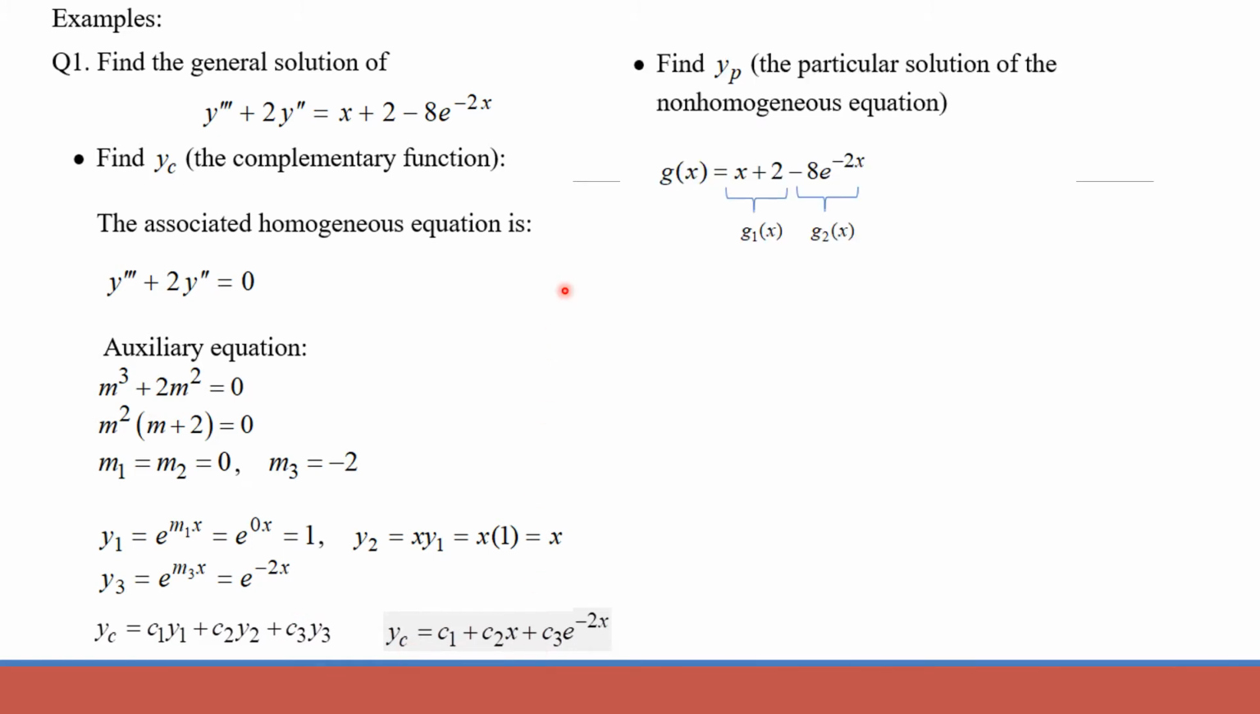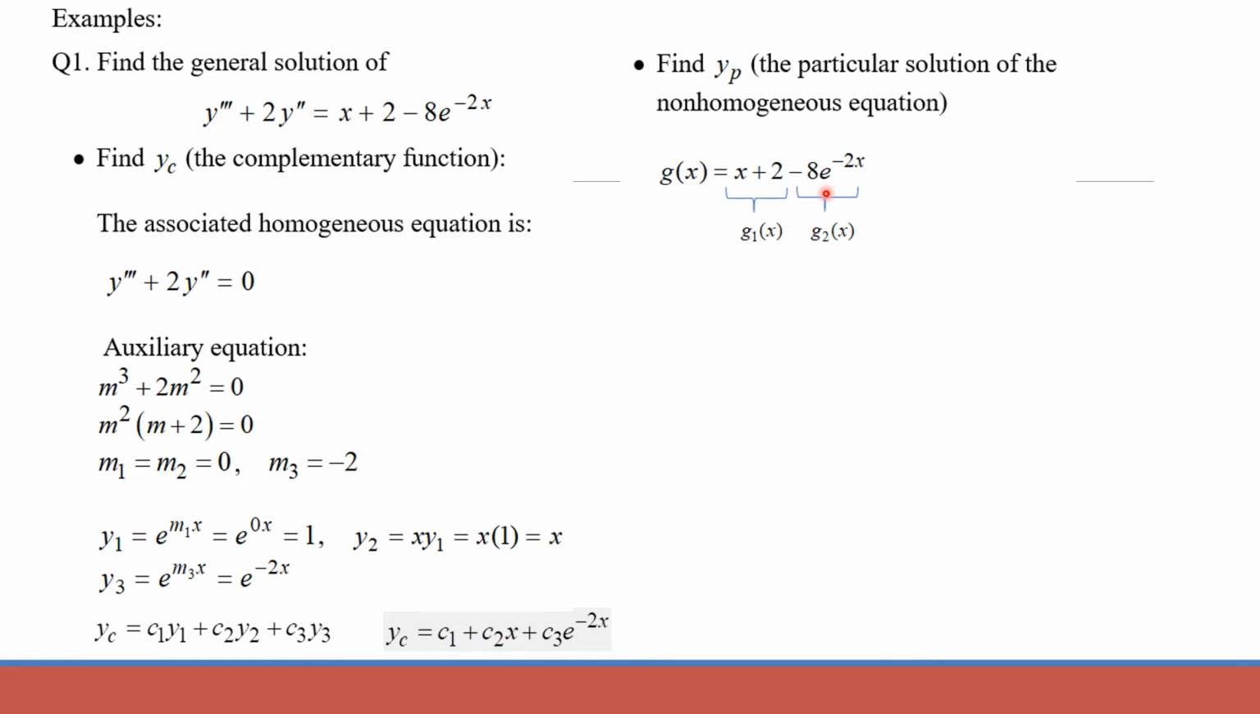Now we're going to find the yp, the particular solution for the non-homogeneous equation. The gx is equal to x plus 2 minus 8e to the negative 2x. Notice that this function gx is made up of two distinct functions. The first function is a linear function, x plus 2. So we name this as g1. And the second function is an exponential function. We call it g2. So we have here a sum of two distinct functions. So this is case number 1.